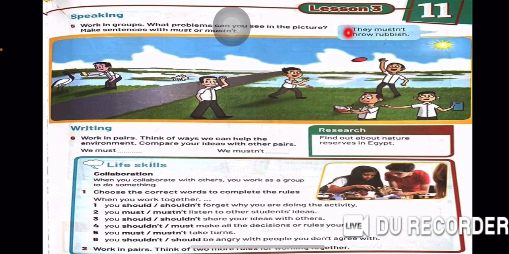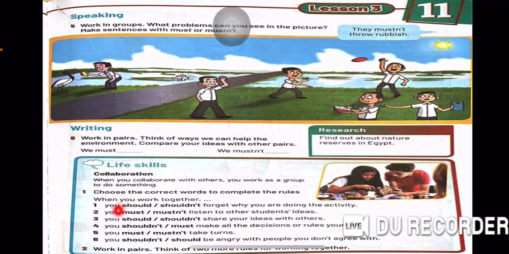Speaking, lesson 3. They mustn't throw rubbish. Work in pairs. Think of ways we can help the environment. Compare your ideas with other peers. We must or we mustn't. Find out about nature reserves in Egypt.